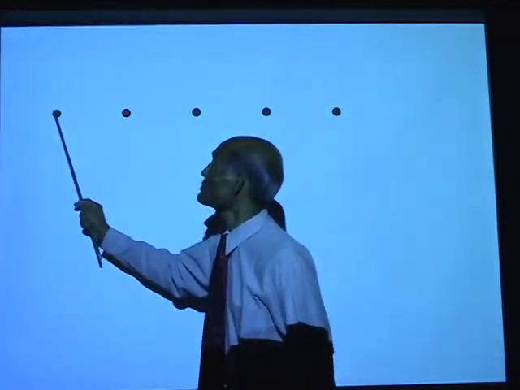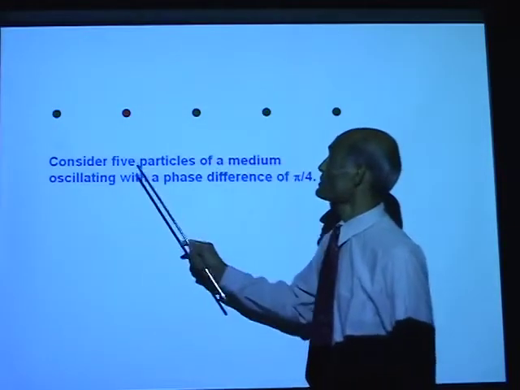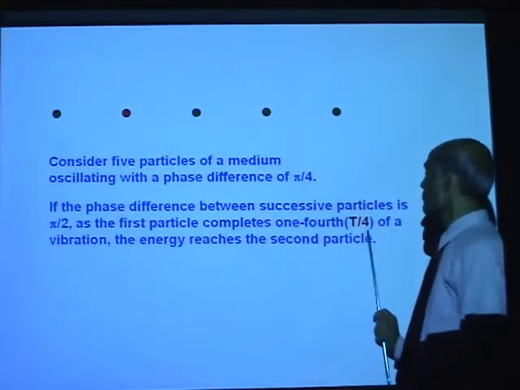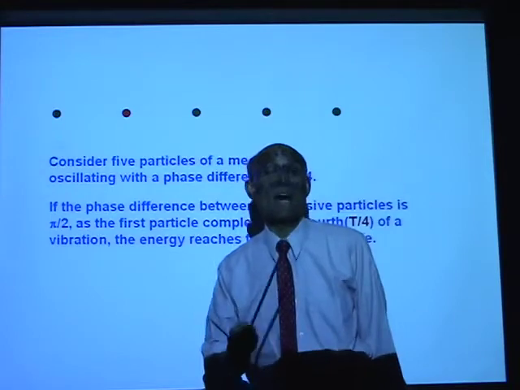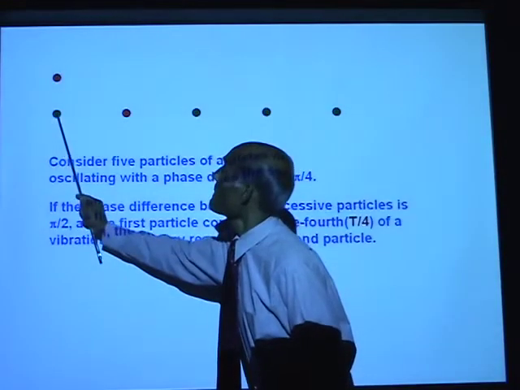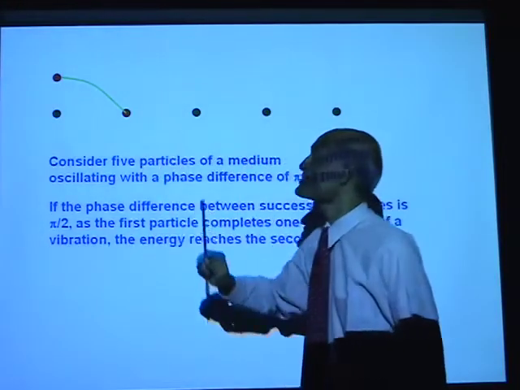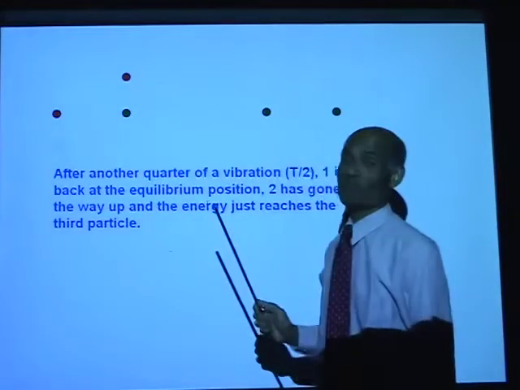So our assumption is that the phase difference between the particles in vibration is how much? A quarter of a period. Okay, now consider 5 particles of the medium. The phase difference between the particles is 1/4 of a period. Remember, 1/4 of a period is the same as an angle of pi by 2. Alright, that means by the time the first particle completes a quarter of a vibration, the energy just reaches the second particle. Alright, what happens after another quarter of a period?